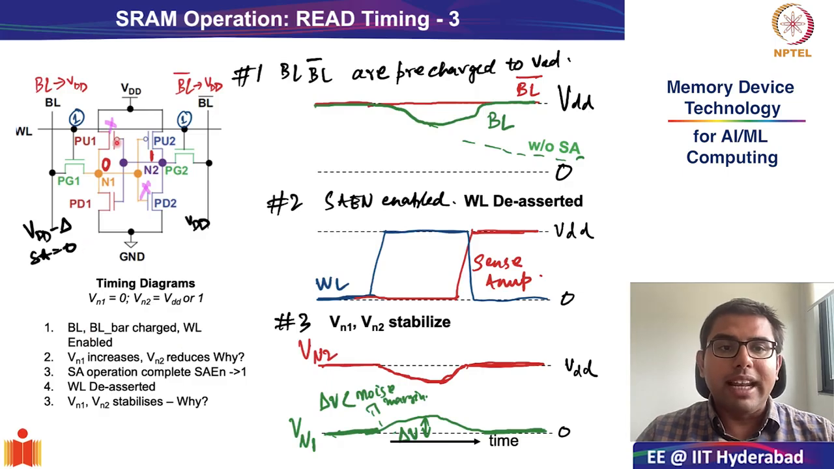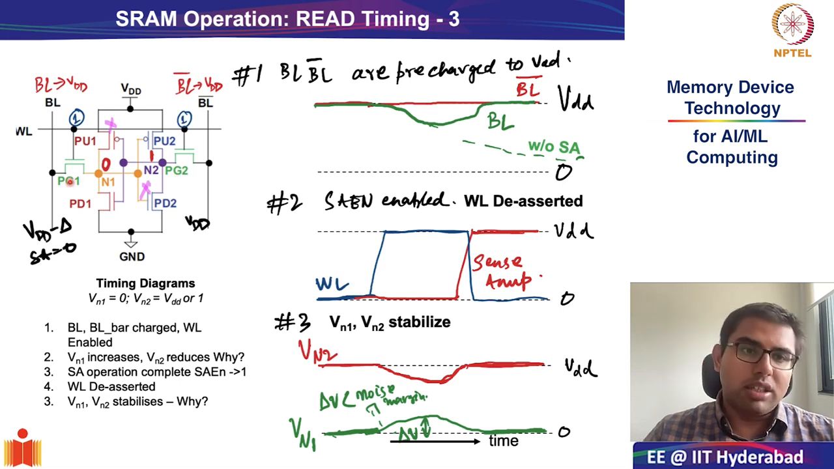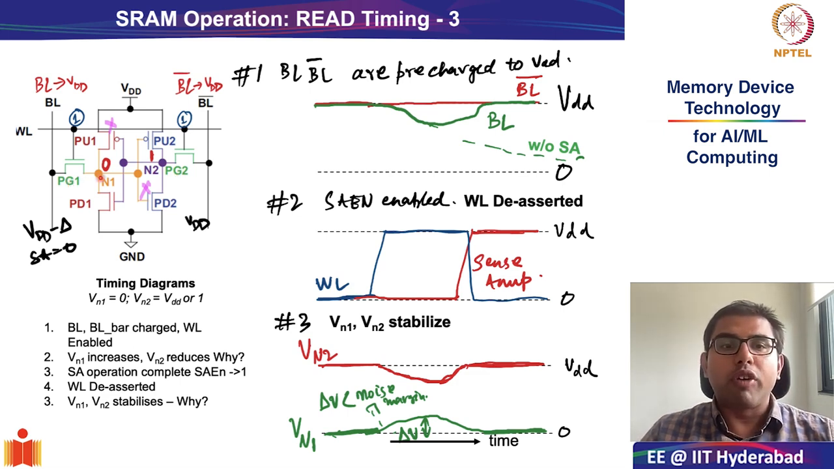As you know, we were dealing with the case where storage node 1 had a value of 0 and storage node 2 had a value of 1. So the first thing that we do is pre-charge the bit line and bit line bar to VDD, and the word line is enabled. When the word line is enabled, the read current starts flowing from the left-hand side branch, where the value 0 is stored, and there is a read current which flows from PG1 to PD1.